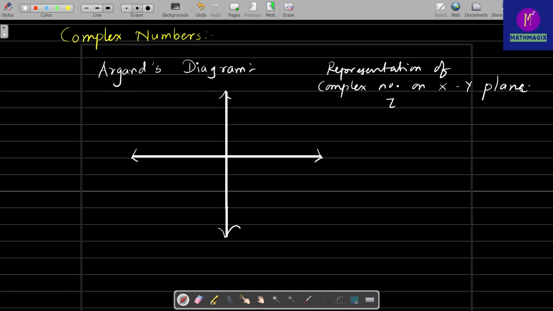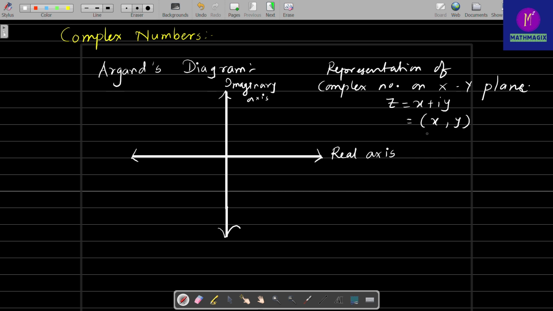So suppose z is equals to x plus iy. We can also write this in a coordinate form, x comma y. So the way we are representing x comma y on xy plane, the same way we will represent z equals to x plus iy on this plane. But this plane is not xy plane. This is called a complex plane because in this case we are going to represent the x-axis by the real axis and the y-axis we're going to represent by the imaginary axis.